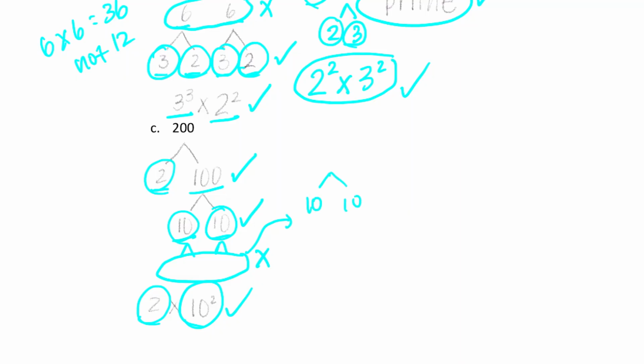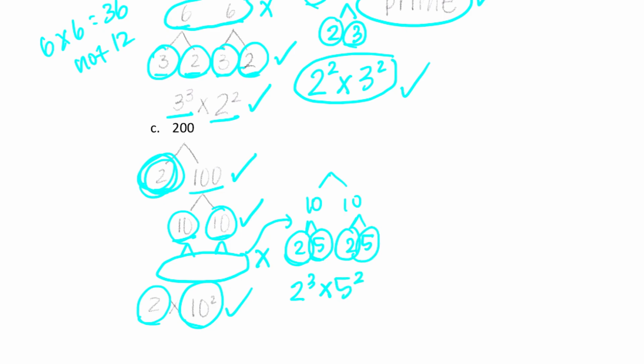So 10 and 10 should break down into 2 times 5. So I have 1, 2, 3 2s. Don't forget that guy over there on the side. 2 to the third power, and I have 2 5s, so I get 5 squared. So this is the correct answer for the prime factorization of 200.